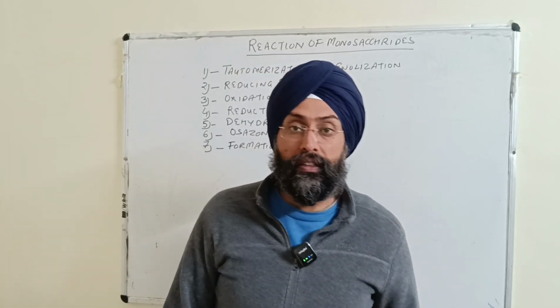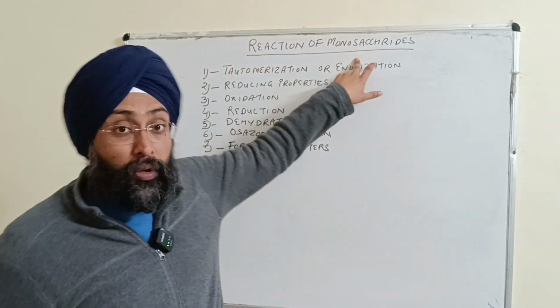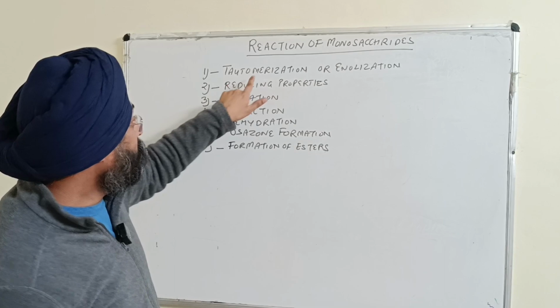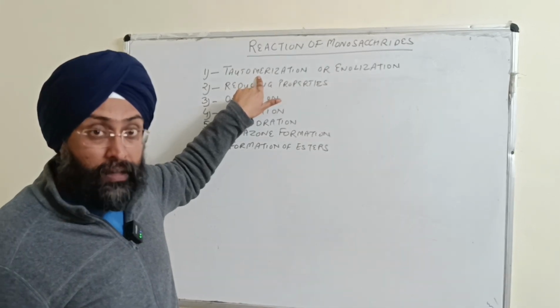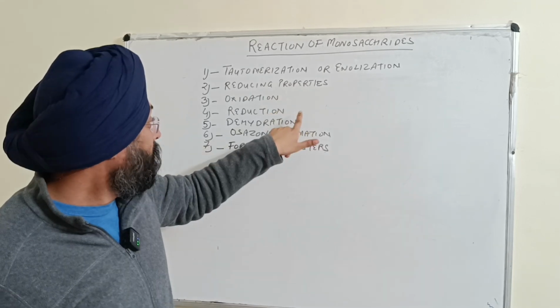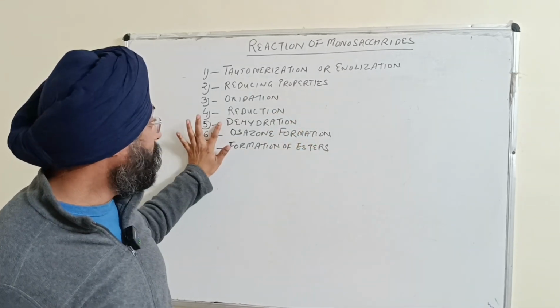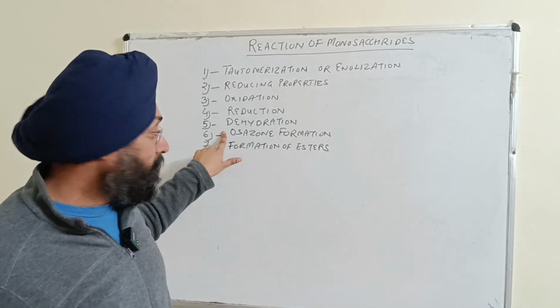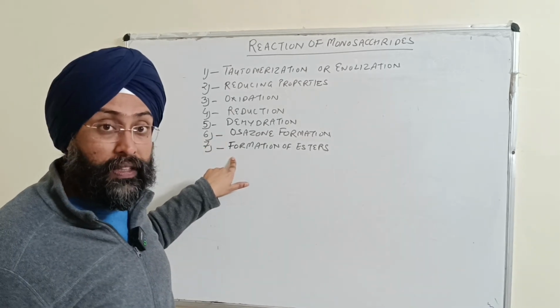In today's class I will discuss reactions of monosaccharides, right? And in this video I will discuss all these reactions. First of all I will start with tautomerization and enolization reactions. Then I will cover the reducing properties, then oxidation reactions, then reduction reactions, then dehydration, and then last but not least osazone formation, and finally I will discuss the formation of esters, right?